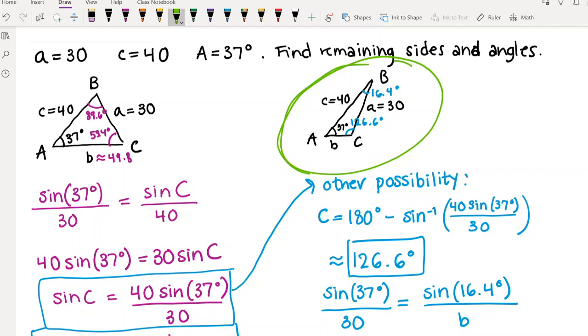And so for that one, you're not going to be able to just do inverse sine. You're going to have to use this idea, this 180 minus inverse sine idea, to find what that obtuse angle is.